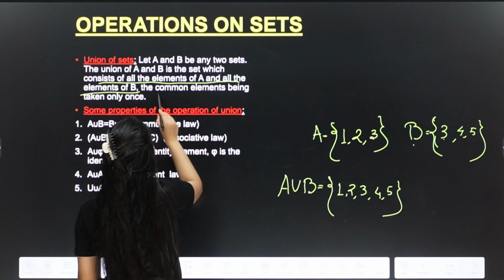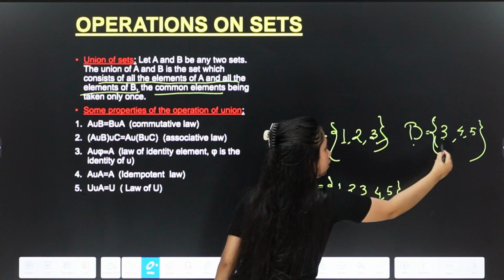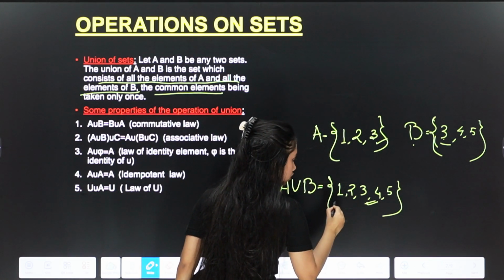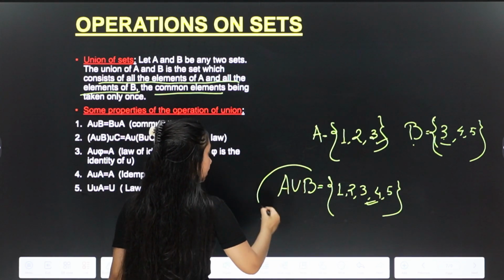So again, the common element. What is the common element between A and B? Common element is 3. So 3 is also present here. So the set which consists of 1, 2, 3, 4, 5 is the union of A and B.